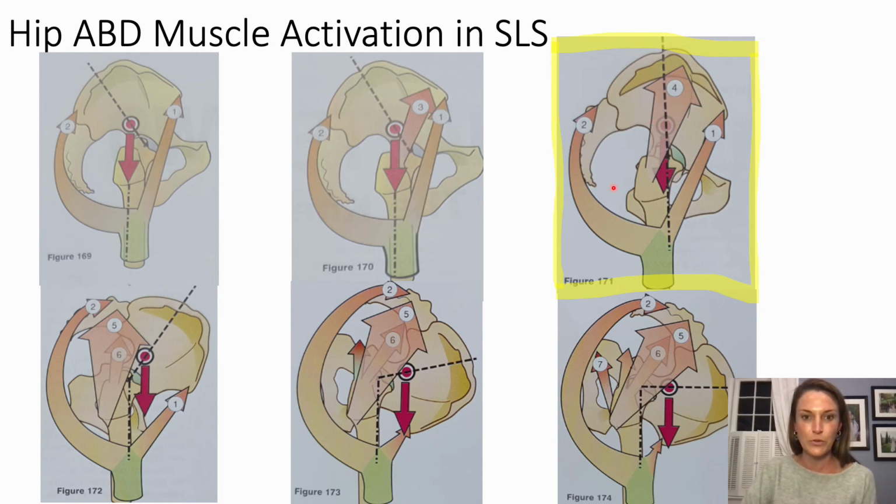And then if they want to progress a little bit, if you go into a little bit of anterior pelvic tilt, you're going to get those deep glute max fibers, and then you also get the piriformis the farther you go, as well as the obturator internus.